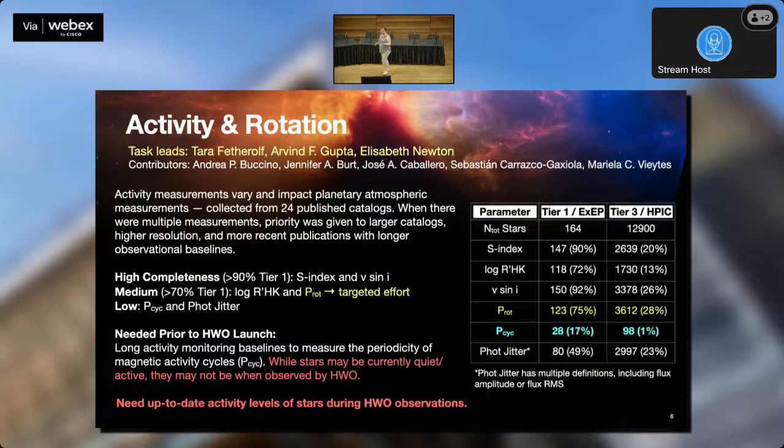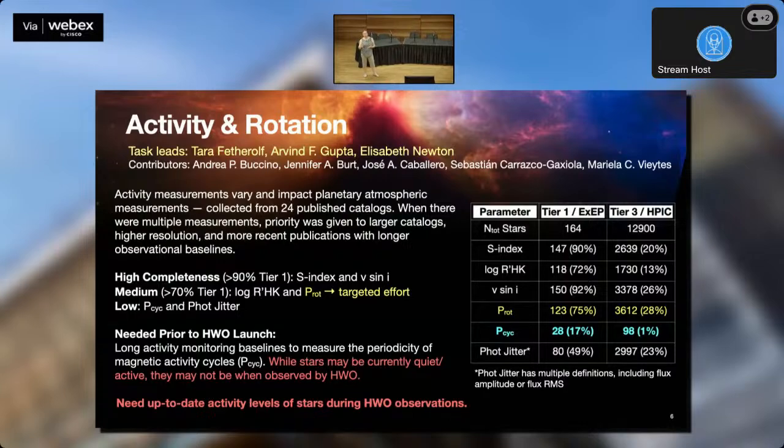For example, the highest completeness was for the average activity indicator, S index, and for V sin I. Medium was for the average activity indicator, log RHK, as well as the rotational period. And the low was the periodicity of magnetic activity cycles and photometric jitter.